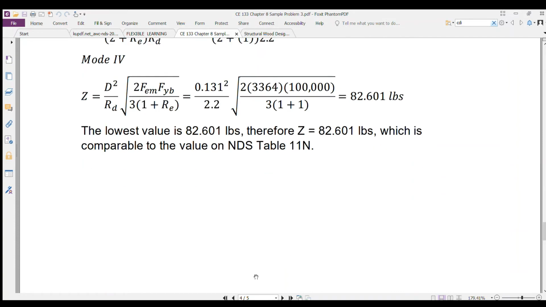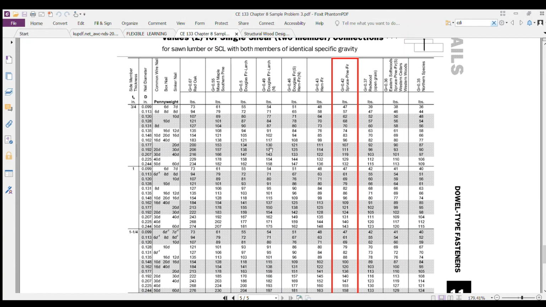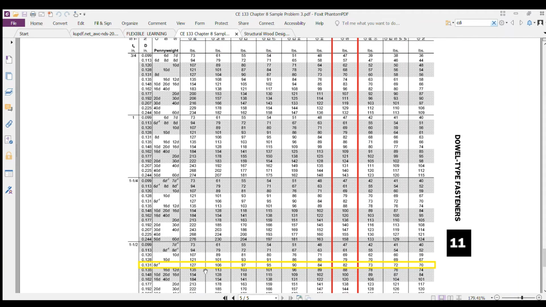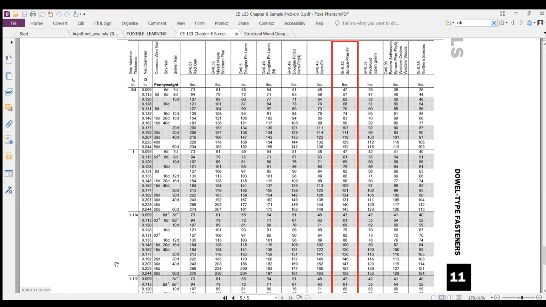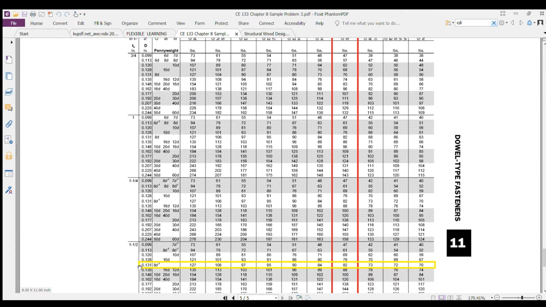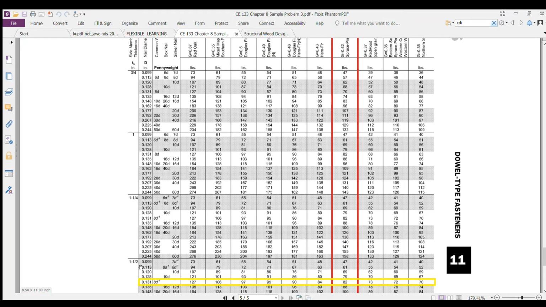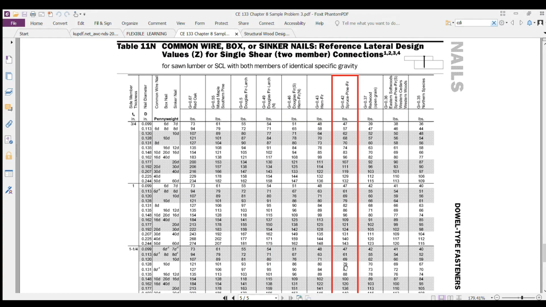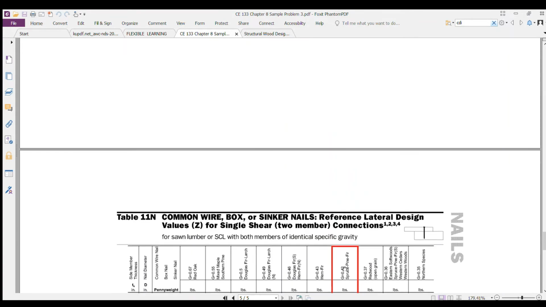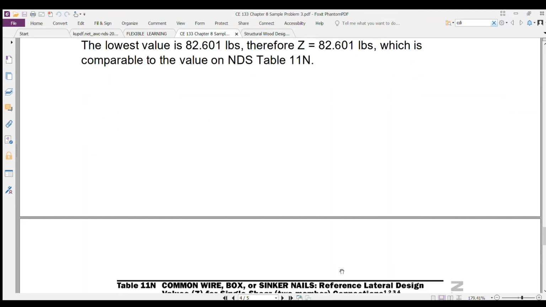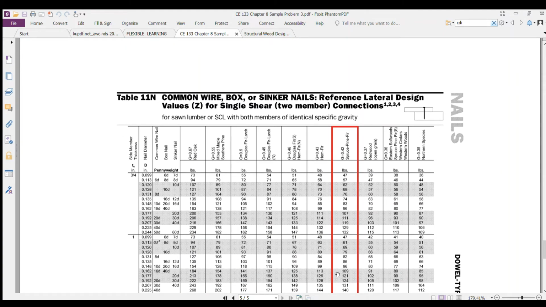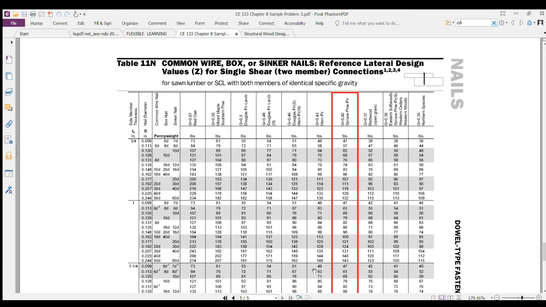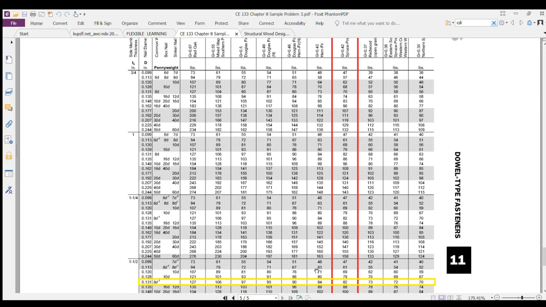Basing on table N, we have here G equals 0.42 for spruce pine fir, and we have a side member thickness of 1.5 and a nail diameter of 0.131 inches, which is 8D. That's a value of 82 pounds. So table 11 and other similar tables are just for checking if your answer is correct.